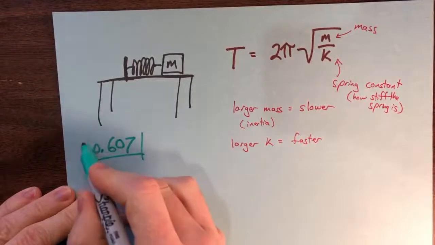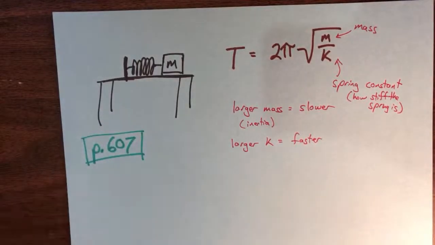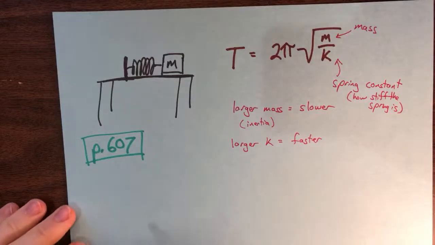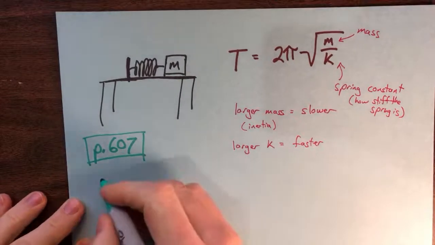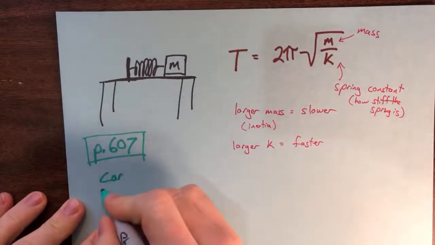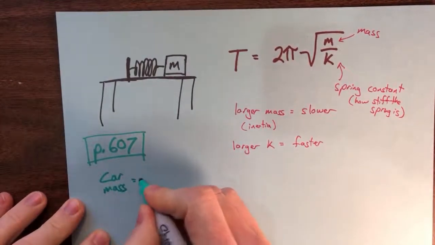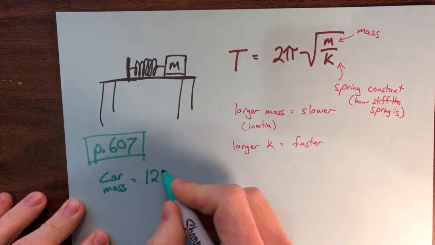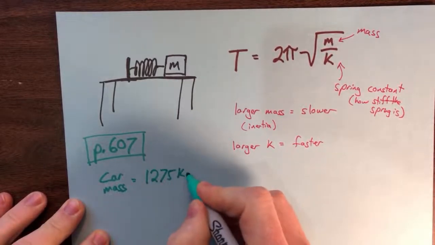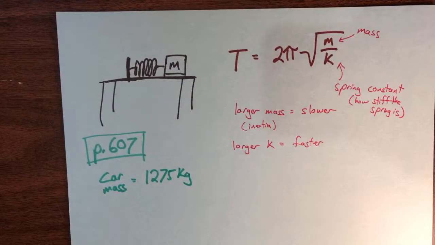Right? And I know the book goes through it, but I want to go through it too because it's quite interesting. So what do we have? It says we have a body of a car, and the car has a mass that is 1,275 kilograms. Okay, so a little bit over a ton.